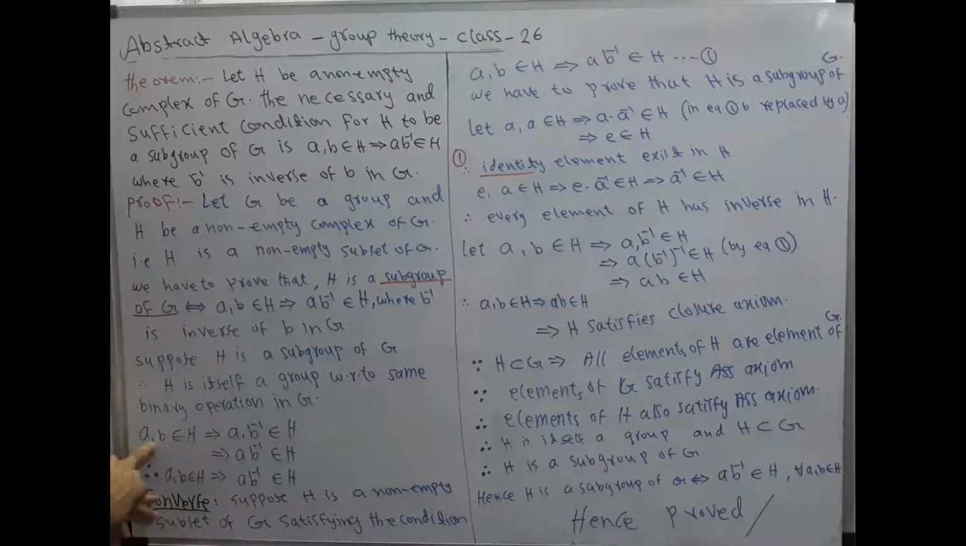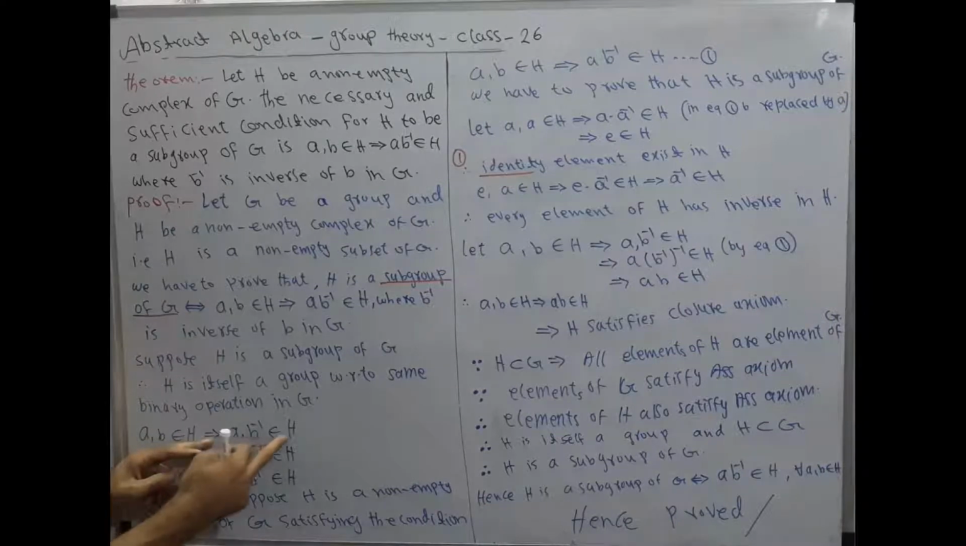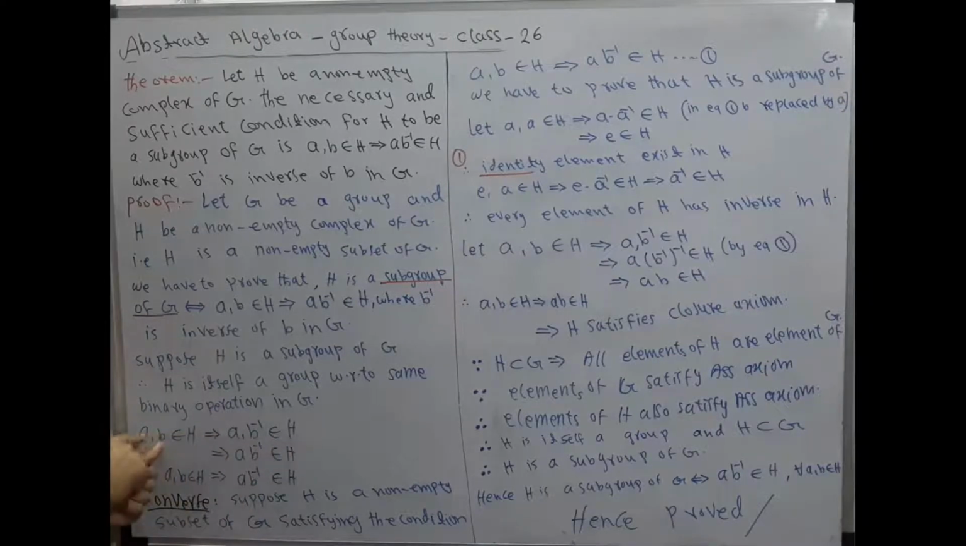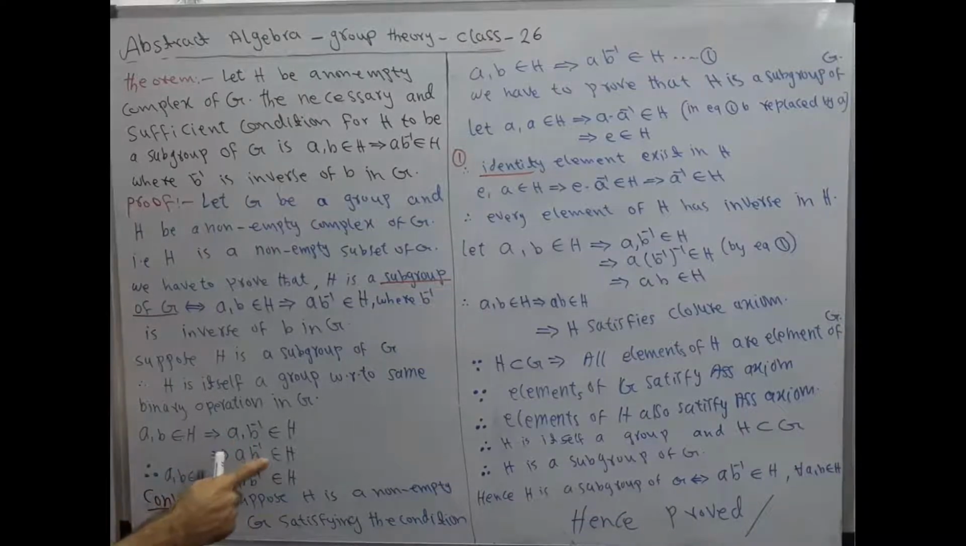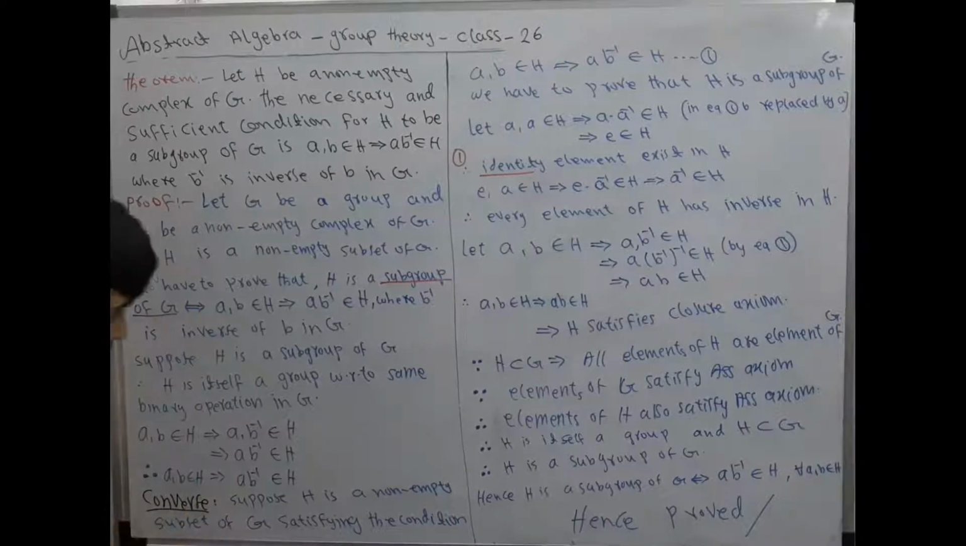So we can say a, b belongs to H implies a, b inverse also belongs to H. Here, a belongs to H, a inverse also belongs to H, b belongs to H, b inverse also belongs to H, implies a, b inverse also belongs to H. Because H is a group, the closure axiom holds, so a into b inverse also belongs to H. Therefore, if a, b belongs to H, implies a into b inverse also belongs to H. Converse.